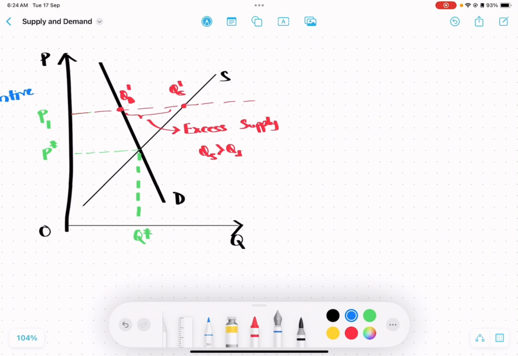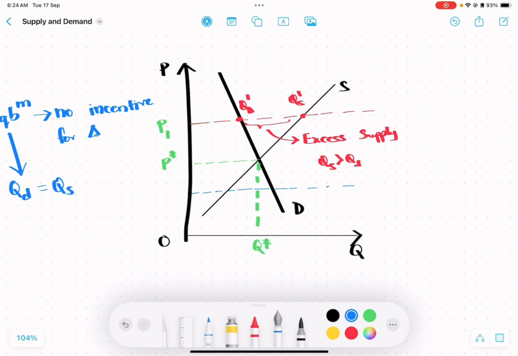Again, if you're looking at, let's say, a price P2, which is lower than P star. Then again, look, this is your quantity demanded. And this is your quantity supplied. So now what are we seeing? There's this gap. This gap is when quantity demanded is greater than quantity supplied. So actually, this is your excess demand.